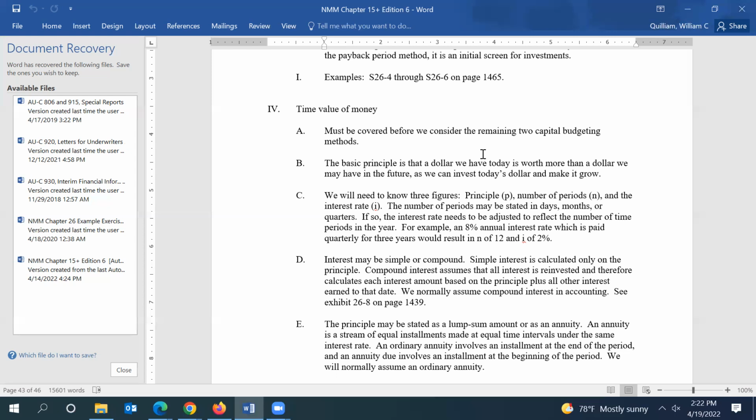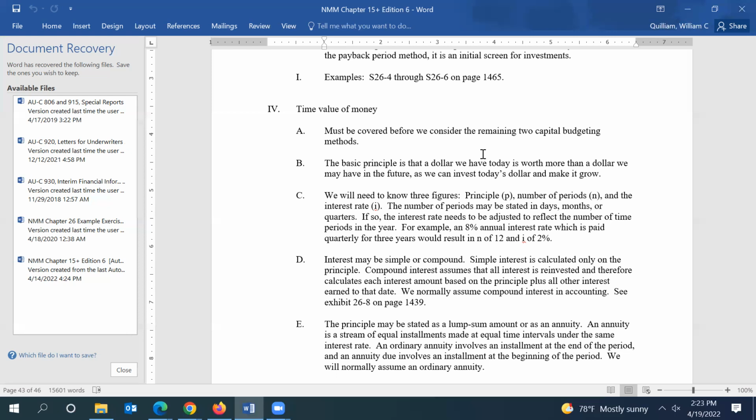So, for example, let's say that we have an 8% annual interest rate, which is paid quarterly for 3 years. Well, that 8% is annual. So if that is paid quarterly, 4 times a year, in other words, we're going to multiply the number of periods by 4. So if we have, in this case, 3 years, we're just going to multiply that by 4.